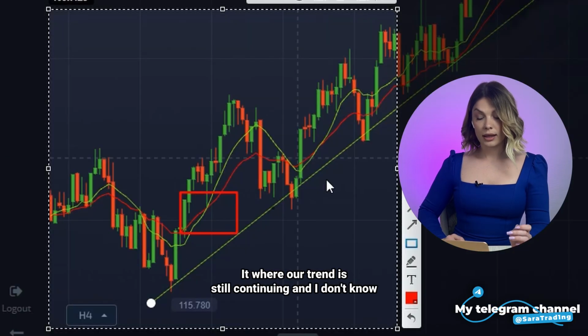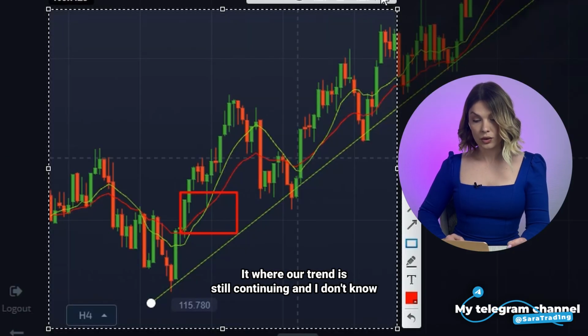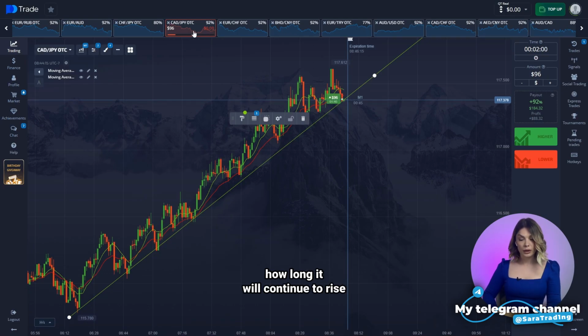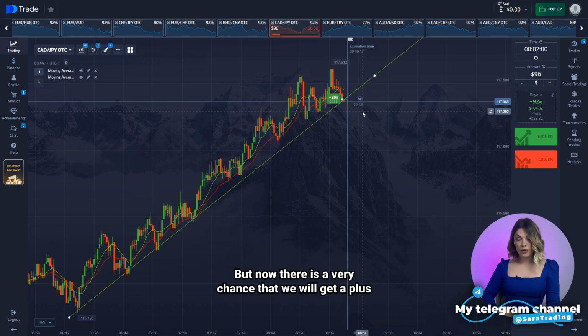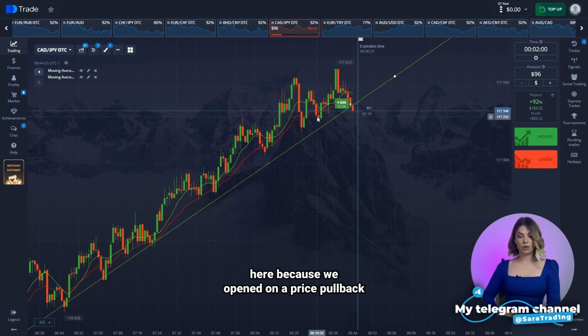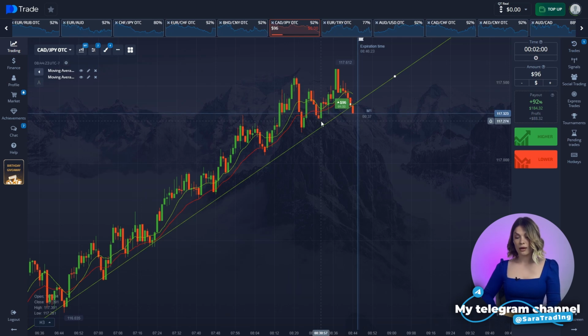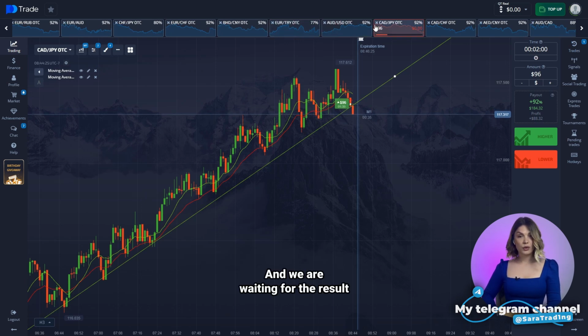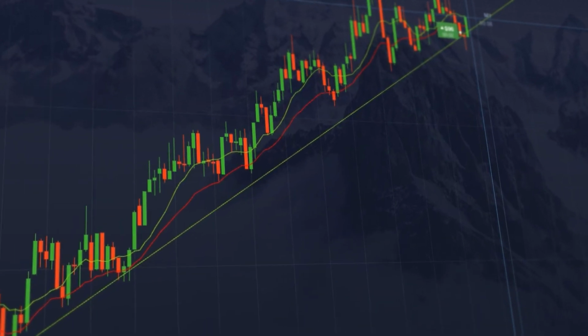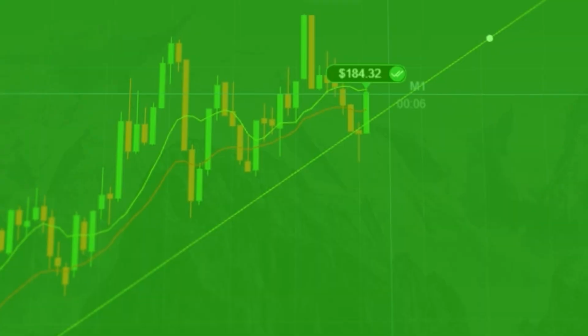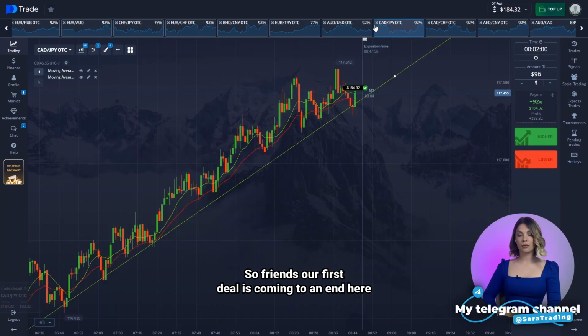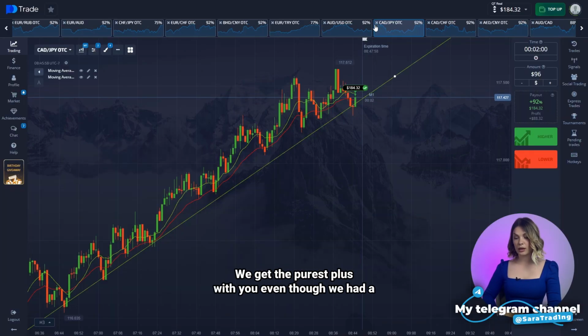And as it were, our trend is still continuing, and I don't know how long it will continue to rise. But now there is a very good chance that we will get a plus here because we opened on a price pullback and we are waiting for the result. So friends, our first deal is coming to an end. Here we get the purest plus.